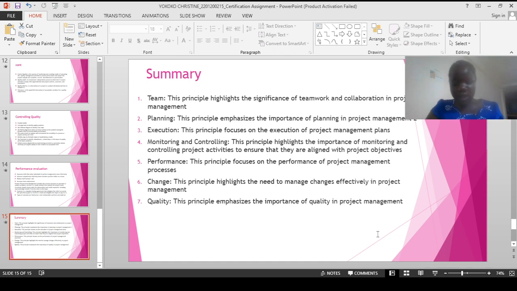And then in summary, we are looking at those different terms which are important for us, which we had already discussed. We shall look at the team, the planning. This is just the summary of the major terms we had already learned. When we talk of executing, what happens? This one focuses on the execution of the project plans.